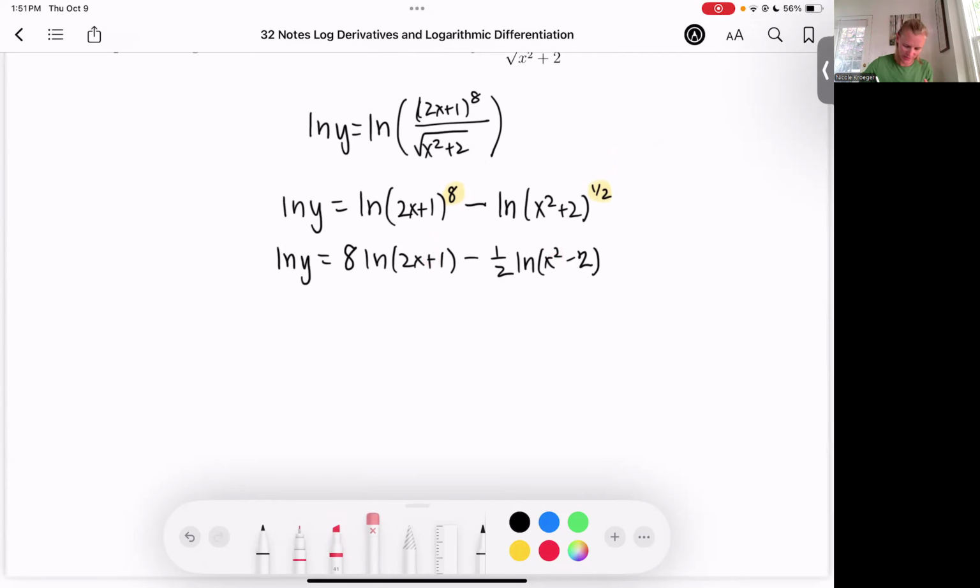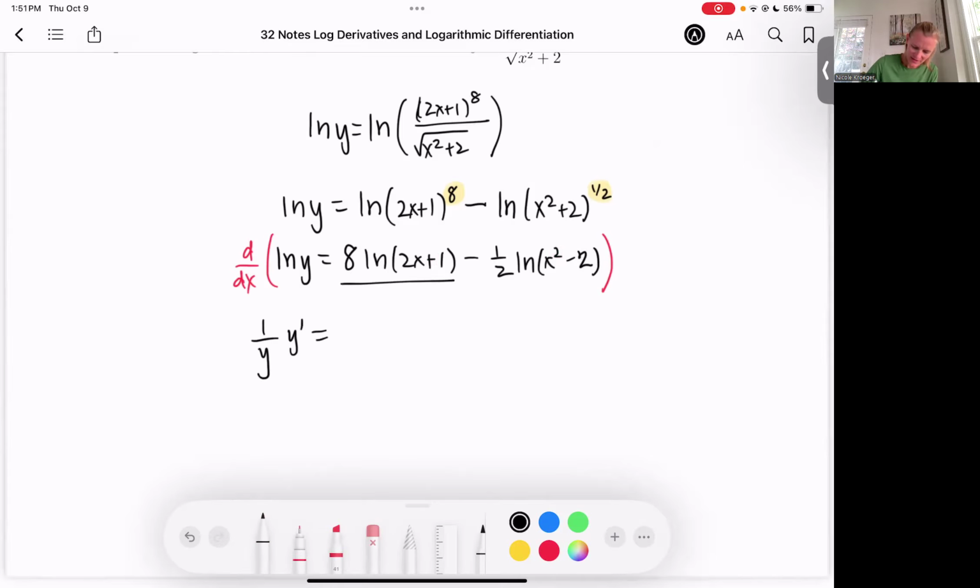Now I'm going to take a derivative. Okay, so as soon as I've simplified as much as possible, I'm going to differentiate. The derivative of ln of y is still going to be 1 over y, that's what the normal derivative of ln of y would be. But then because y is a function of x, using implicit differentiation, we get that y prime.